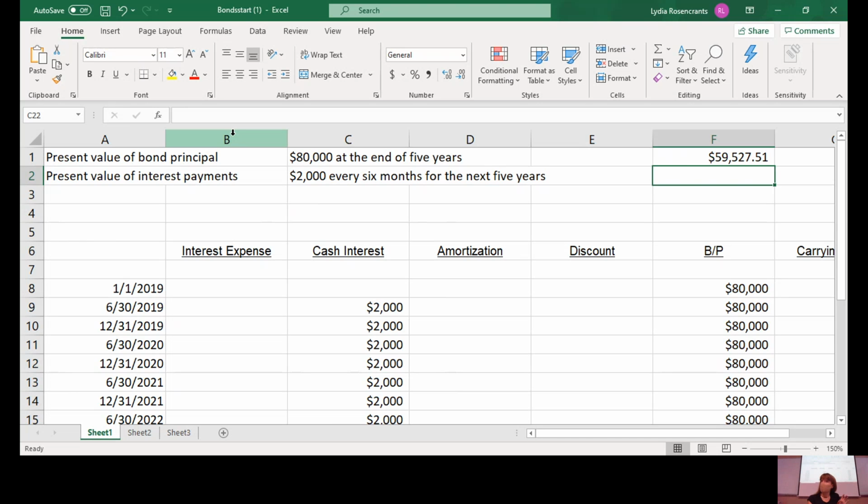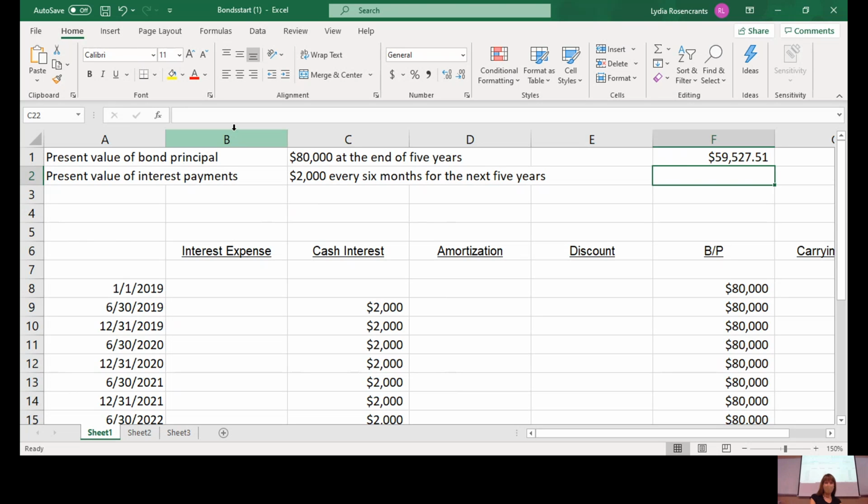So the present value of receiving $80,000 at the end of 5 years at a market rate of 6%, semi-annual payments, is $59,527. So they're willing to pay in $59,527 for the principal. That's not all they're going to pay in for this, but that's the principal portion.